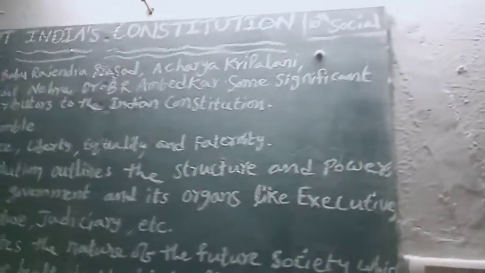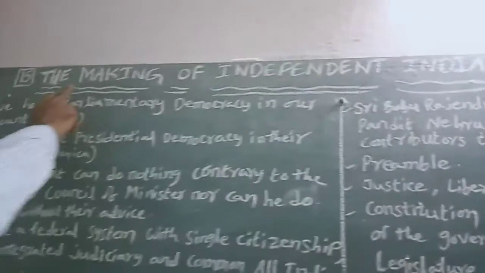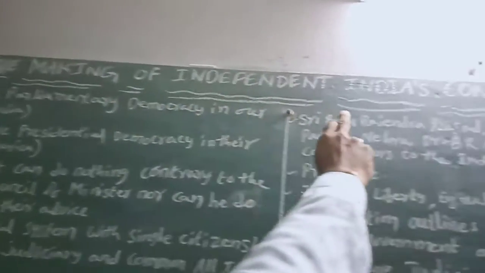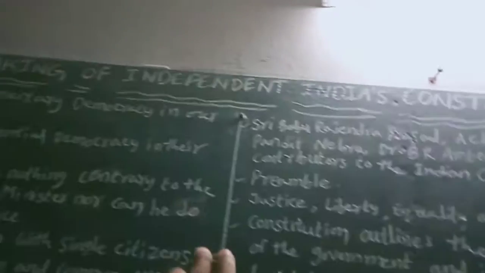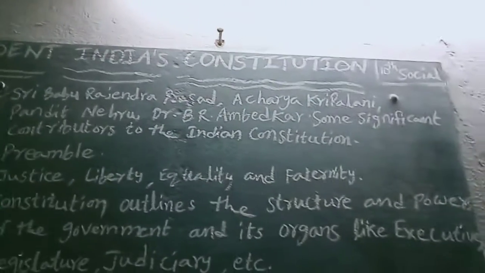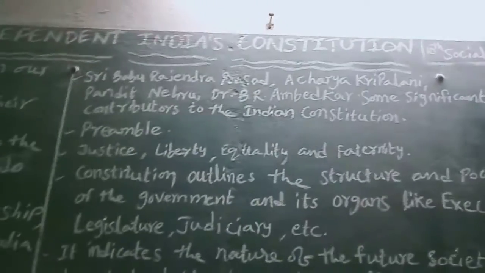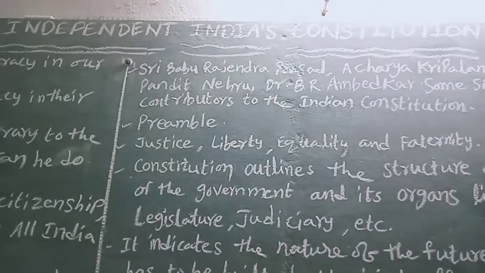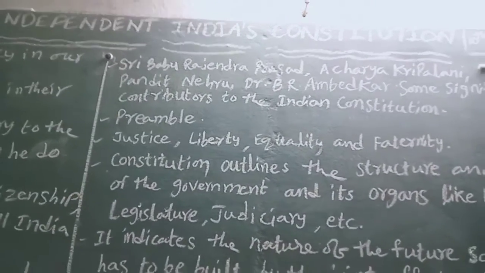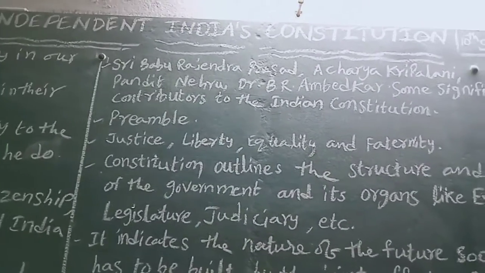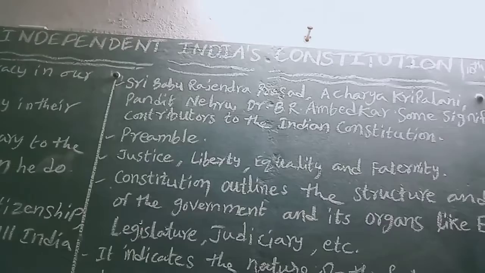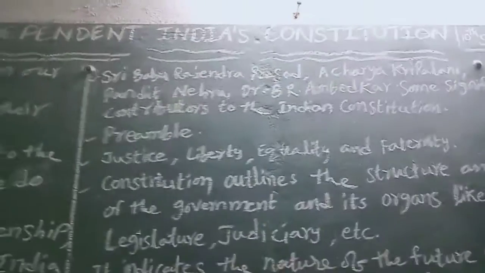Tenth class question. Today we learn about the fifth lesson, the making of independent India's constitution. Once again, the making of independent India's constitution. Now we are in independent India, yes, from 15th August 1947 onwards. Our country is an independent country.